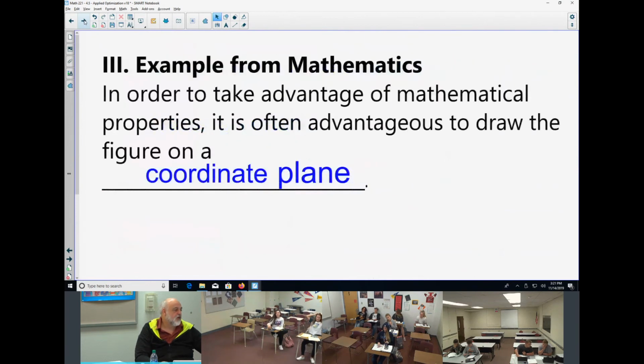All right. So it says, next, in order to take advantage of mathematical properties, it is often advantageous to draw the figure on a coordinate plane. Now, I've learned that, this isn't just in calculus, but a lot of times I've seen problems on the ACT or different standardized tests where if you're trying to find a radius or something, you put it on a coordinate plane, and then you can use the distance formula, you could use the midpoint formula. There's a lot of things that the coordinate plane does for us.